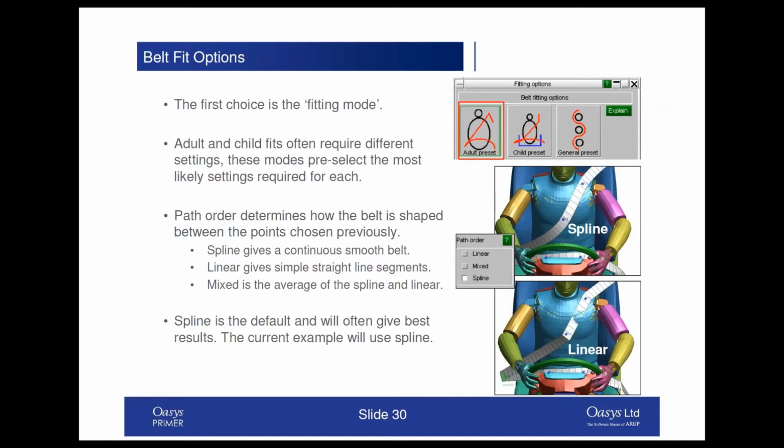One of the options that we'll discuss now is the path order. So this is the shape that the belt takes between the different paths. By default, it's a spline shape. So that's a smooth, continuous belt. Linear gives us straight lines. So that's the difference between the 2 pictures there. And then mixed is an average of the 2. I think spline generally gives the best result, especially for an adult belt. So that's what we're using at the moment.